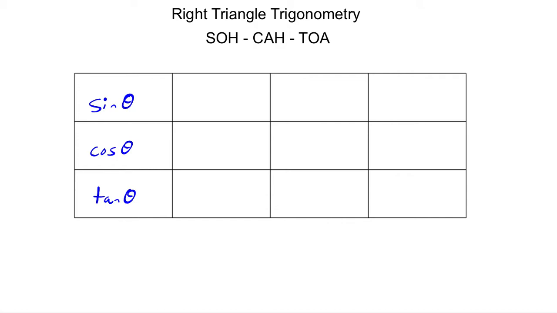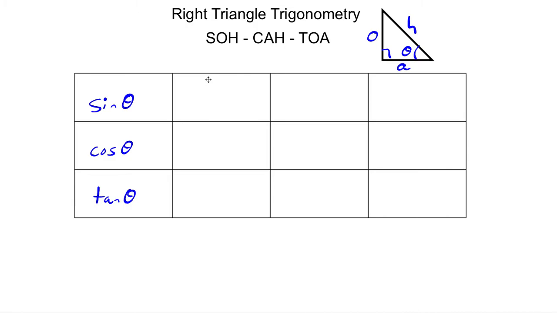So if we think about Sohcahtoa, it means opposite over hypotenuse, adjacent over hypotenuse, and opposite over adjacent. So if I have some triangle, which I'll do my best to draw. All right, that's pretty good. That's theta. Here's the opposite side. Here's the adjacent side because it touches. And then here's the hypotenuse.